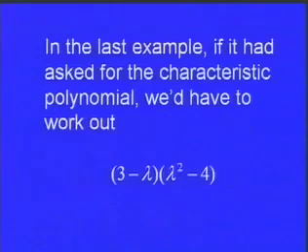All right, now, if the problem had asked us for the characteristic polynomial, then we would have had to work out the 3 minus lambda times lambda squared minus 4. But it didn't. It asked us for lambda. So we wanted to solve for lambda, so we had to factor the lambda squared minus 4. Okay, so keep in mind what your goal is. If your goal is to find characteristic polynomial, yes, work that out. If it's to find lambda, though, make sure you don't multiply that out, because you'll get yourself in trouble.